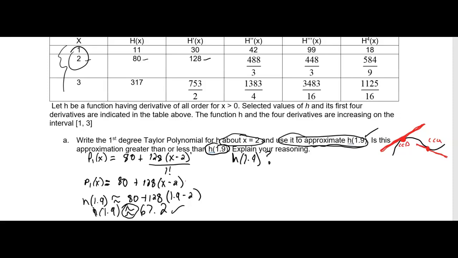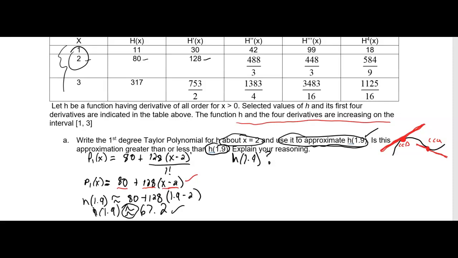So if we look at what we were dealing with, this is a line. So our polynomial is a line, and we were tangent to the graph at x equals 2. We knew at x equals 2, this was our y value, and then we knew what our slope was. So this is nothing more than a line tangent to our graph at the x value of 2. They tell you that h and the 4 derivatives are all increasing. So that means not only is our function increasing, but so is the derivative. So that tells us we are concave up.